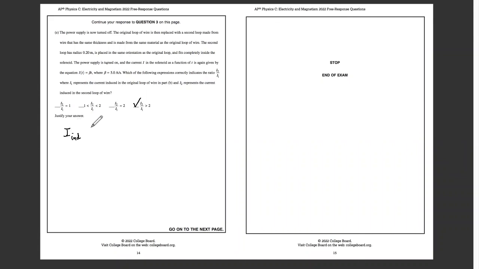Why is that? On the last page, we determined that the induced current is proportional to radius squared. Therefore, doubling the radius is going to increase the induced current by a factor of 4. So induced current increases by a factor of 4 then. All right, and that is it for set number 2 of the E&M 2022 free response questions. And that is actually the last of the 2022 AP Physics C free response questions.